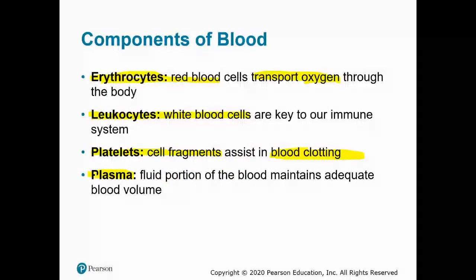And then plasma, we also touched on this briefly when we were in the hydration lecture, or the water and electrolytes lecture. Plasma is the fluid portion of the blood. So the plasma is the part of the blood that is directly correlated with blood volume.